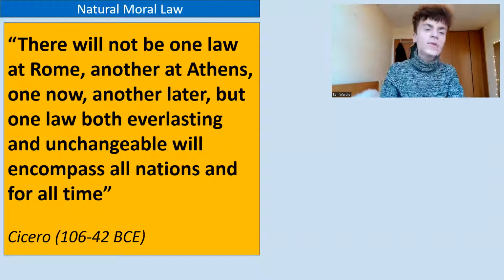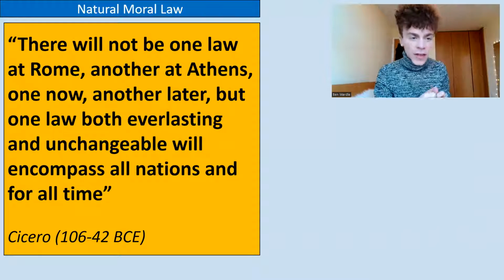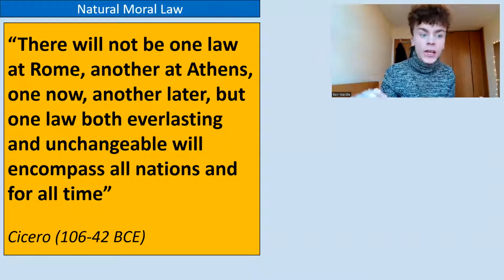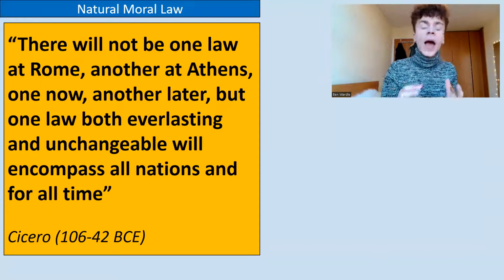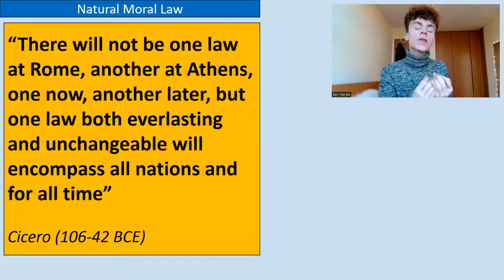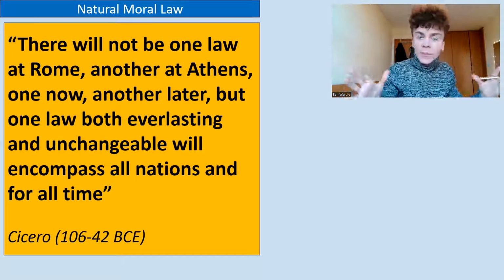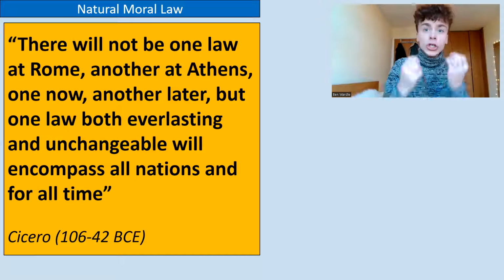So Cicero said, there will not be one law at Rome, another at Athens, one now, another later, but one law, both everlasting and unchangeable, will encompass all nations and for all time.